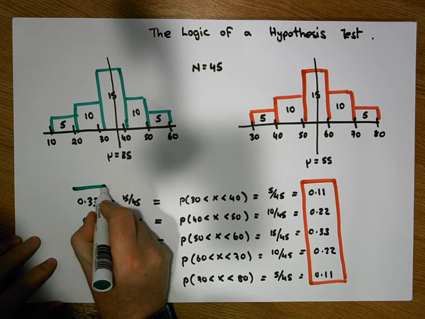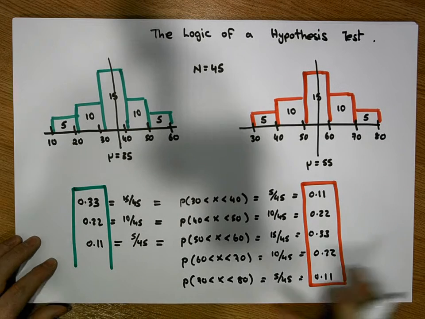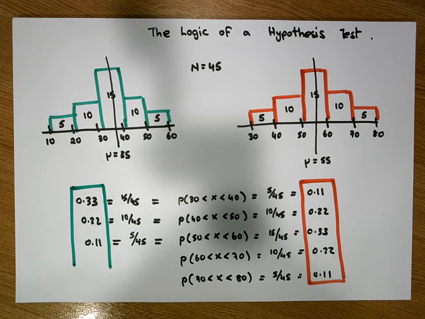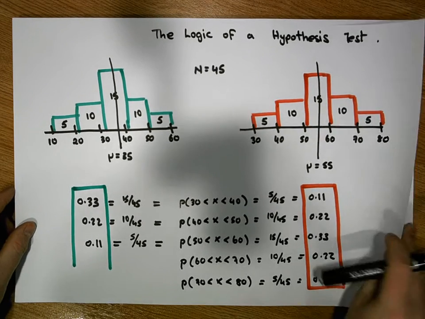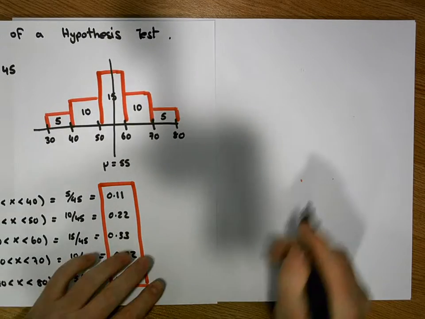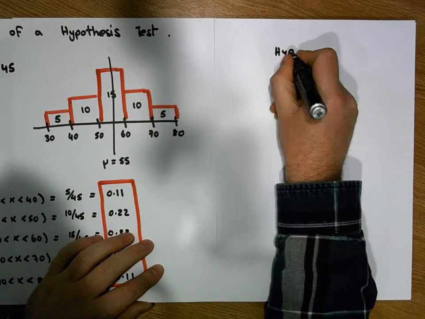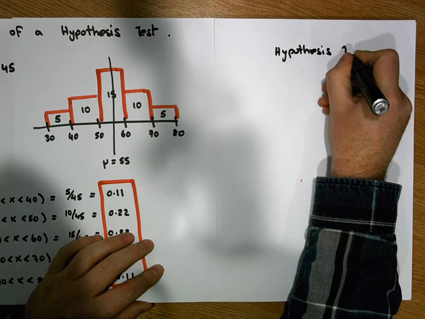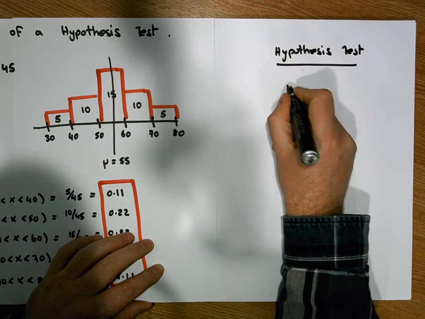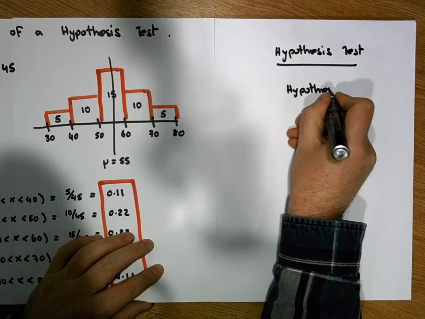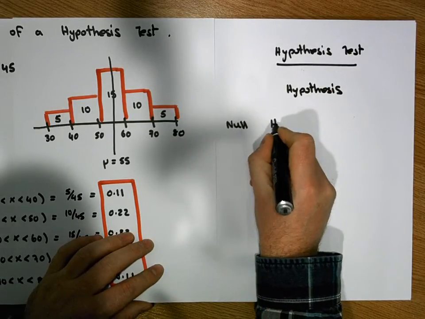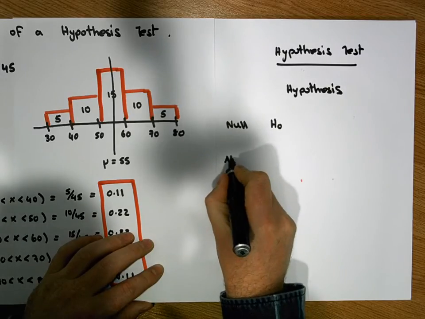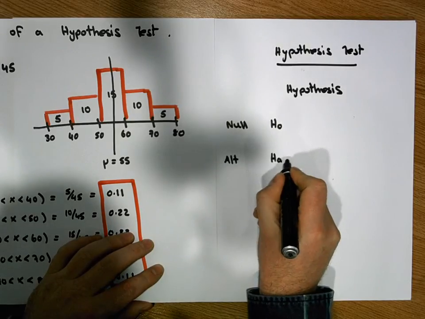It's the crux of a hypothesis test. With a hypothesis test we have two positions. We have what's known as the null position. Let me maybe just write that down. With respect to a hypothesis test, we have a hypothesis, and the hypothesis has two positions. We have the null position symbolized by H0, and we have the alternative position symbolized by HA.